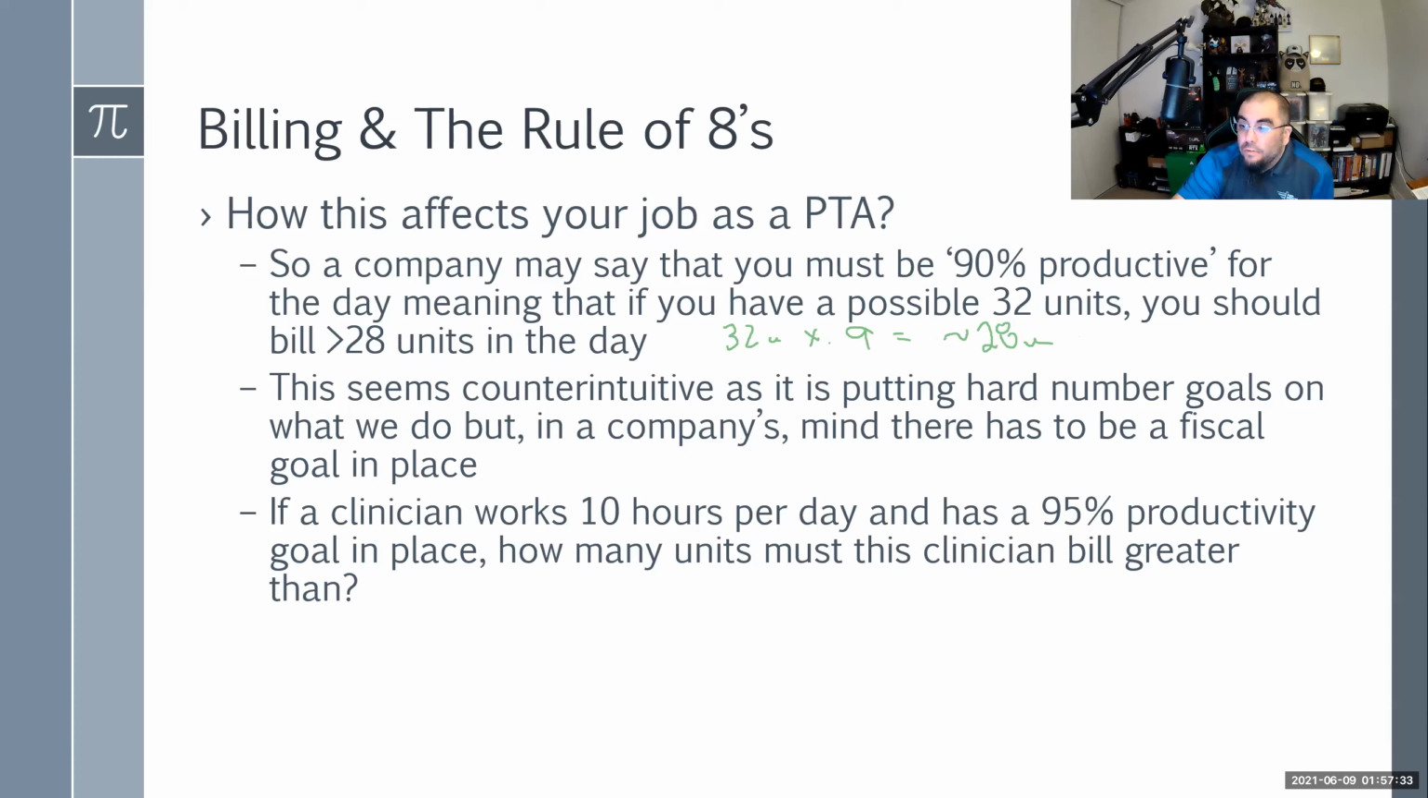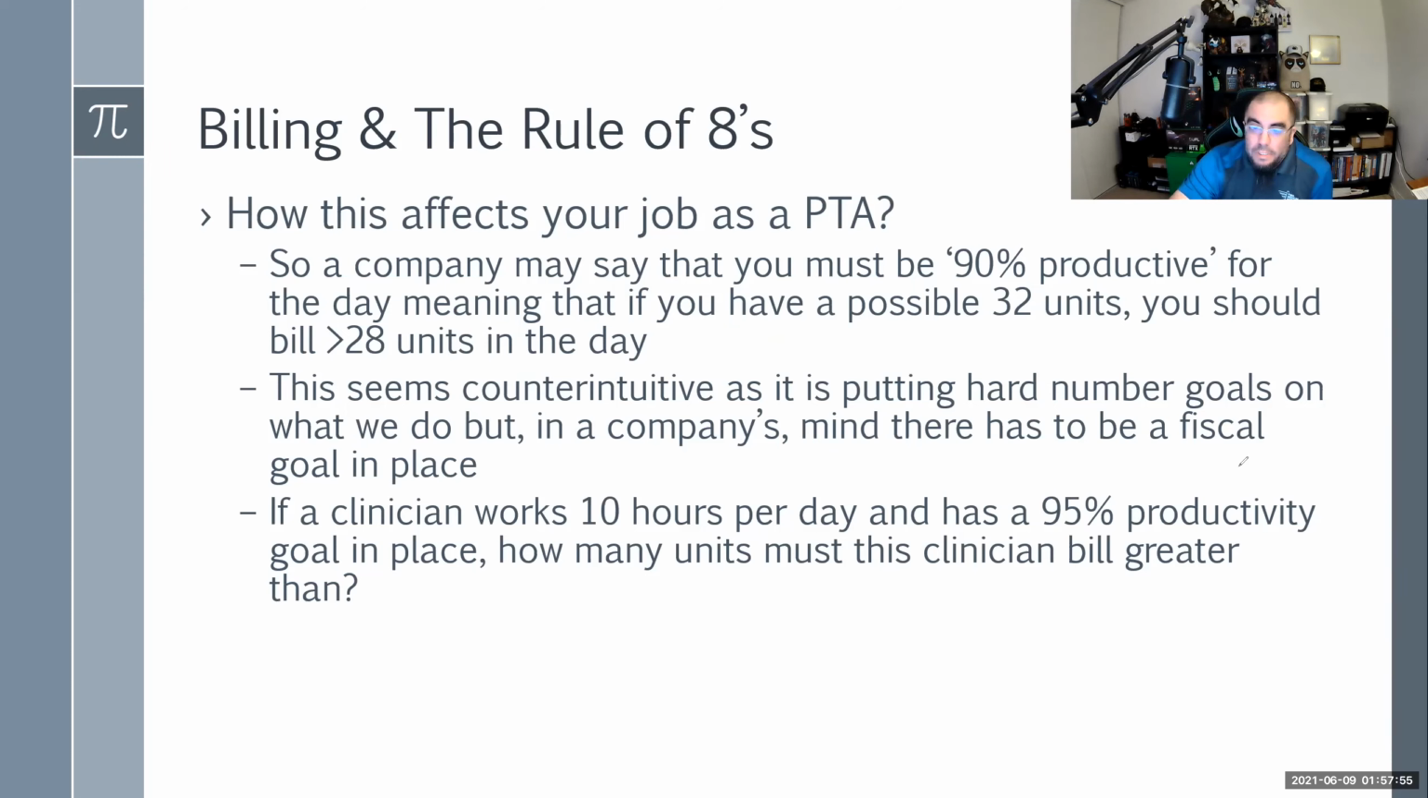This seems counterintuitive as putting a hard number on your production, right? But in a company's mind, there has to be a fiscal goal in place, or otherwise people will just abuse the system and not see patients or not bill properly. So if a clinician works 10 hours per day and has a 95% productivity goal in place, what does that mean the clinician has to do?